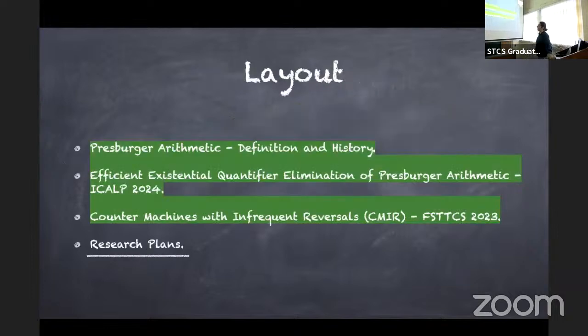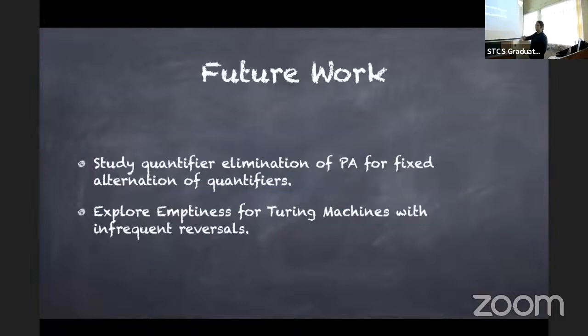And about my research plans for these works, I want to study quantifier elimination for Presburger arithmetic, with a fixed number of quantifier alternations as a parameter. And we believe that you can again get a hierarchy between 2x time and 3x time. Sorry, 2x space, the alternating, and explore emptiness for Turing machines with infrequent reversals. Same trick for Turing machines, where the read-write head only moves left and right infrequently.